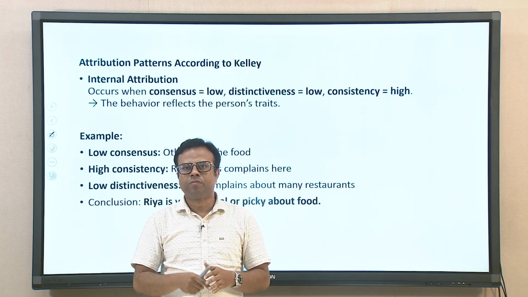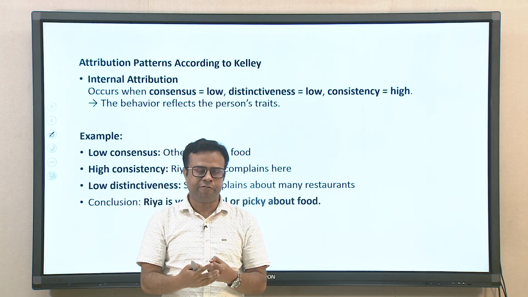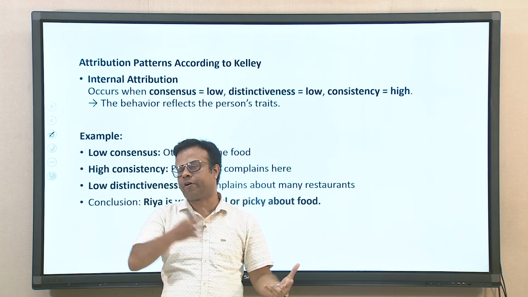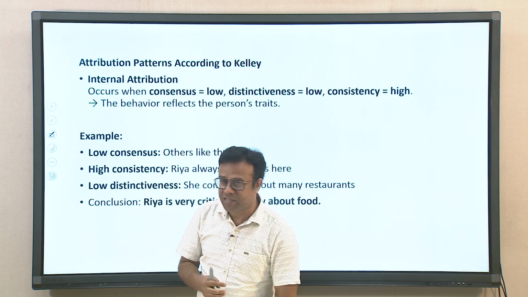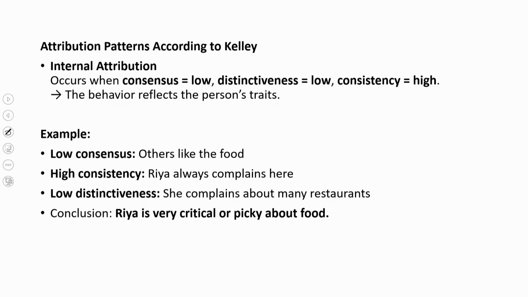So, based on the combination of these three factors, we can have internal attribution or external attribution. So, this attributional process according to Kelley, what happens? Internal attribution occurs when consensus is low, distinctiveness is low, consistency is high. With these three in combination, whenever they happen together, we give internal attribution. So, it is a little bit more nuanced understanding of attribution as compared to the earlier theories. This behavior reflects the person's trait.